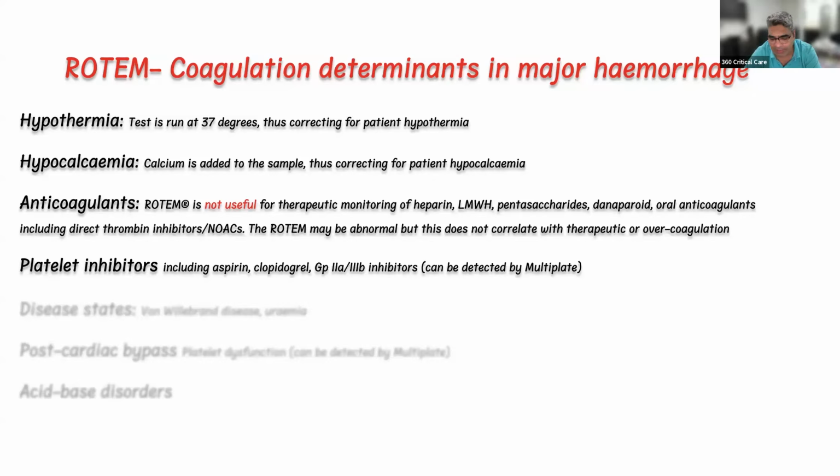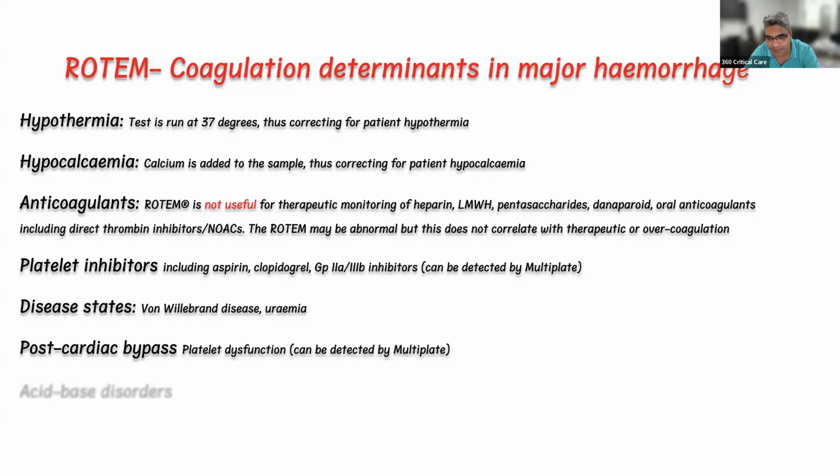If the patient is on a platelet inhibitor, ROTEM will not tell you. So ROTEM is useless if the patient is on platelet inhibitors such as clopidogrel, aspirin, or a GP2B3A inhibitor. In patients with uremia or von Willebrand's disease, you cannot find an abnormality with ROTEM. Again, platelet dysfunction, a functional issue with the platelet, may not be appreciable with ROTEM. So these are the drawbacks or limitations of ROTEM.